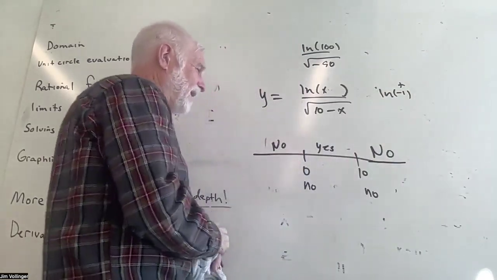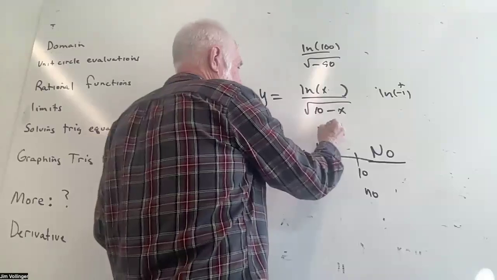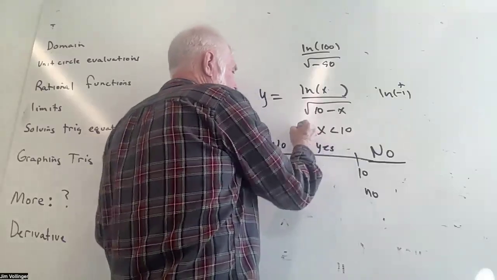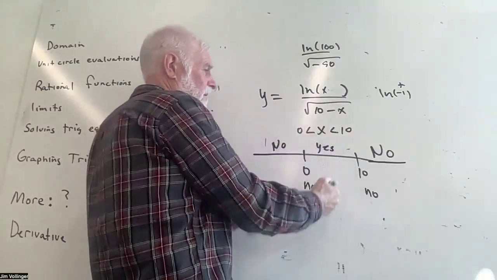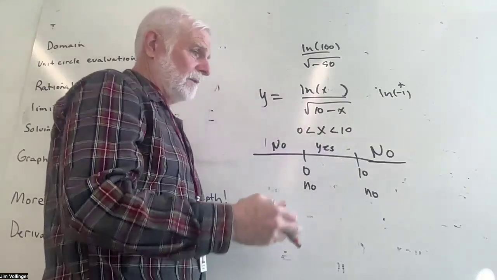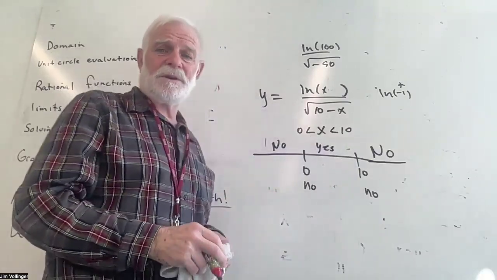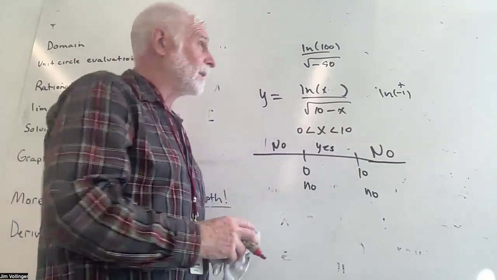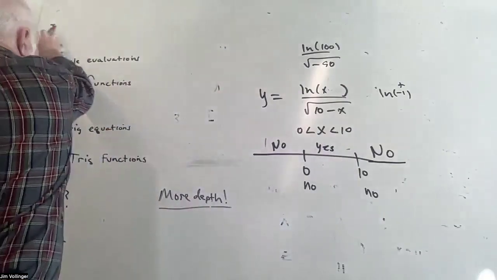So what was the domain? X values less than 10, greater than 0. You use anything else, you're going to get an error from the calculator. So that takes care of domain.